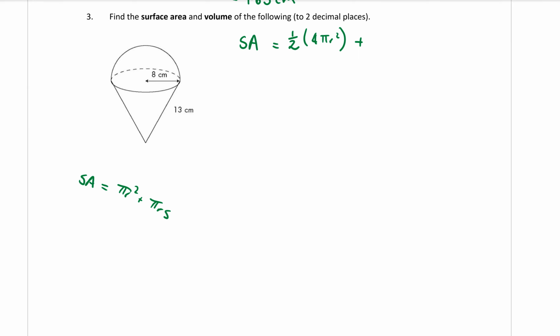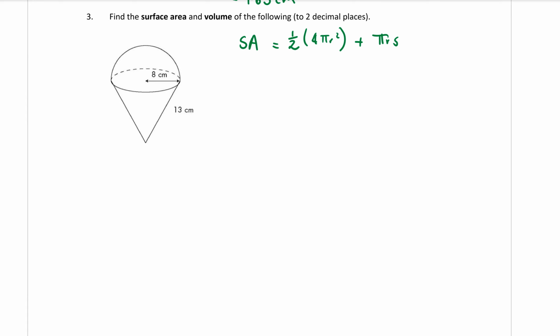The pi r squared is the circle. My circle is covered. I don't want that. My end of my cone is covered, so leave off the pi r squared. I am just going to want the body of my cone, the curved part, which is the pi r s. Does that make sense? When you join 2 shapes together, if 2 of the sides are touching, that's not the outside surface. We no longer want to include that circle in there because it's been joined on the top by that hemisphere.